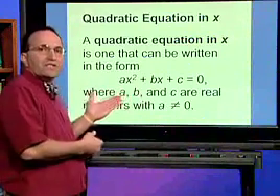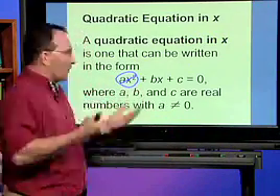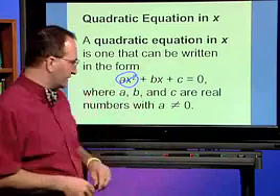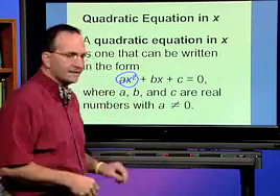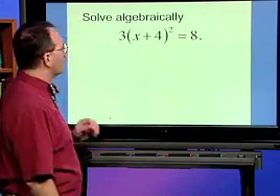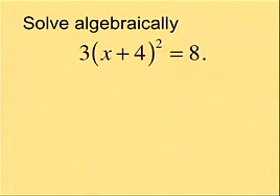Now, of course, why does a not equal 0? Because if a were equal to 0, 0 times the x squared would cancel out, and we'd be left with what's called a linear equation. So that's why a can't equal 0. Let's do an example of a quadratic equation. Solve algebraically 3 times the quantity x plus 4 squared equals 8.